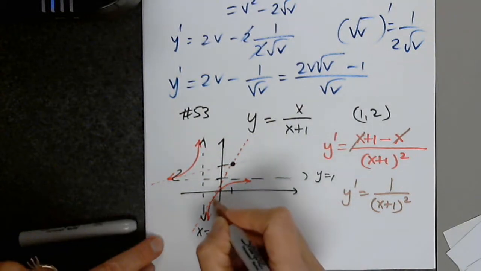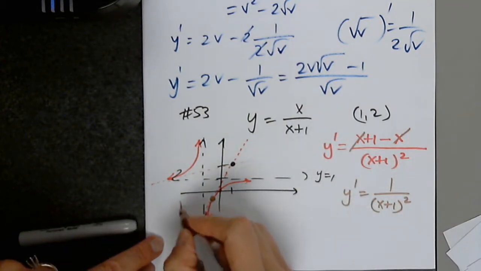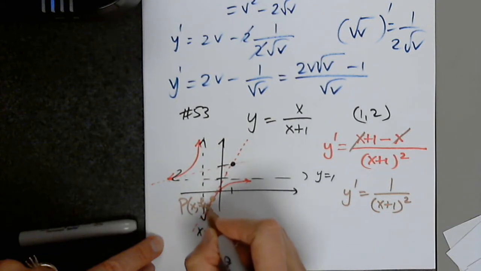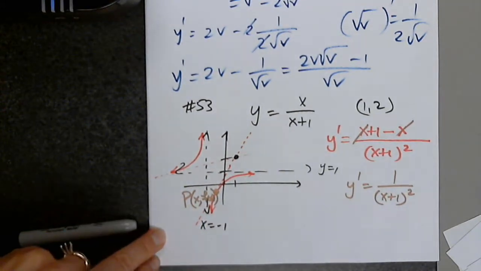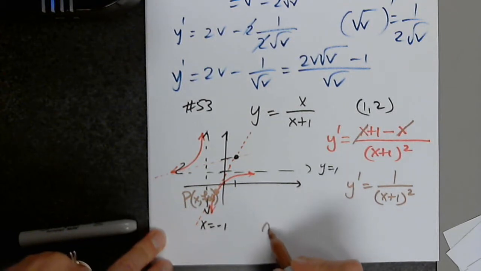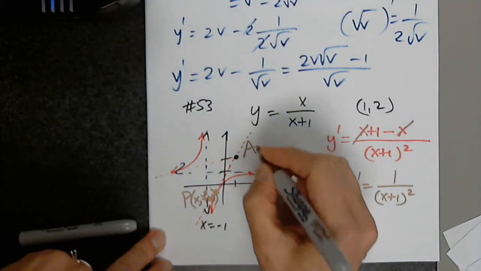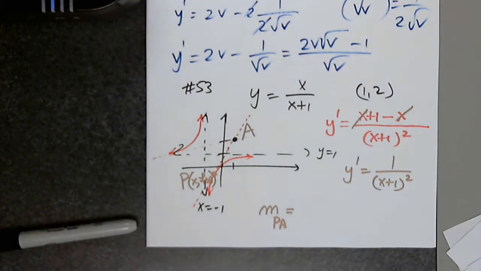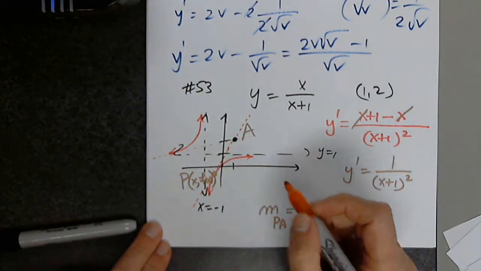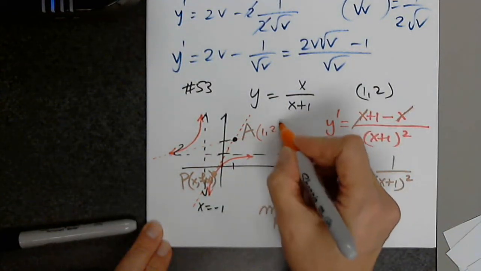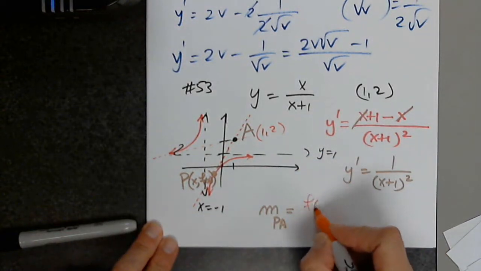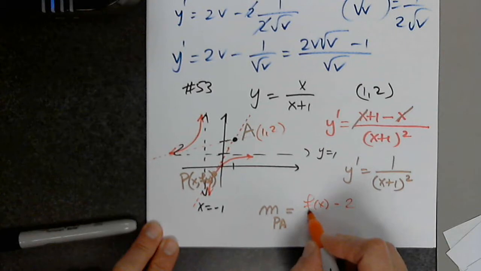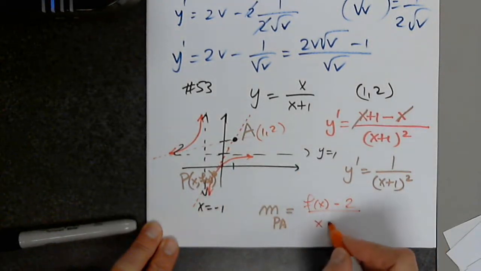Okay? So I'm going to say that at a particular point, I'm going to call it P, x comma f of x, I will determine the slope of the tangent line. I'm going to call this line PA. How do I find the slope of the tangent line PA? What would you tell me to write? Yes. So this is 1 comma 2. Very good. So f of x minus 2 divided by x minus 1.